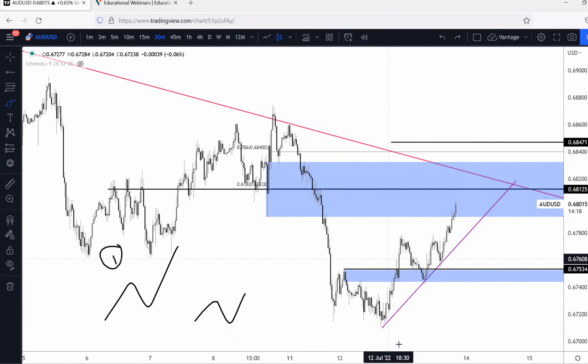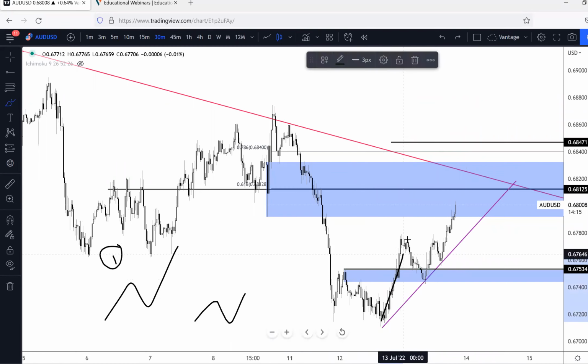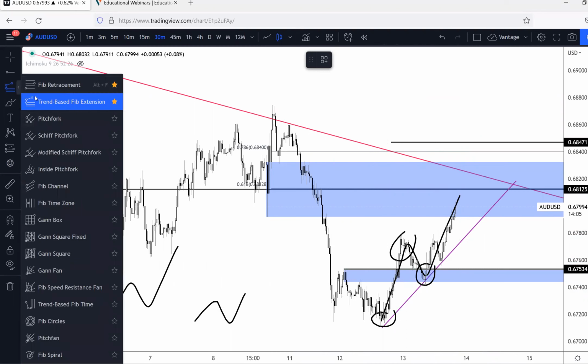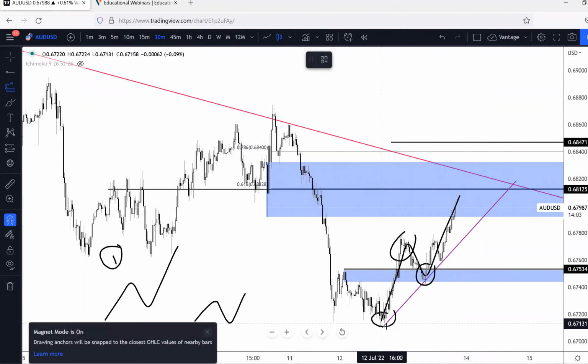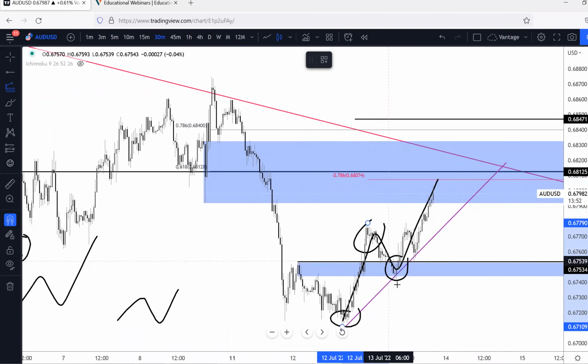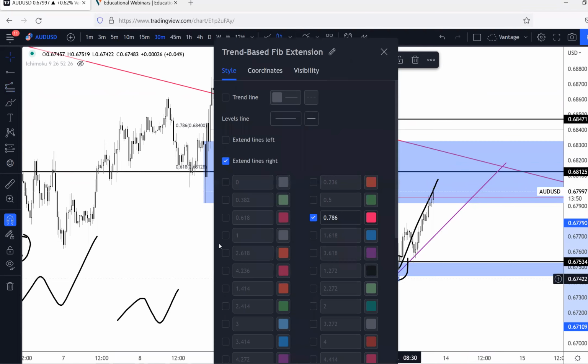So in this case, we found this zigzag pattern. The next thing we want to do is to identify our extension. So we use these 3 points, 1, 2, 3, to project the extension levels. I'm going to take this pattern. You can see here, fib extension, and I'll turn on the magnet mode again, and I'll capture these 3 reversal points: point 1, point 2 here, remove this, and then point 3. Right? And then these are the 3 extension levels that I use.